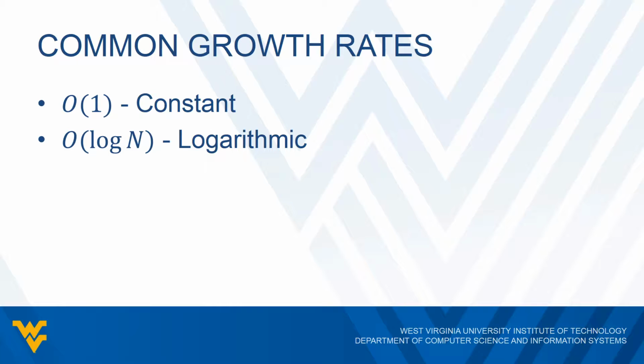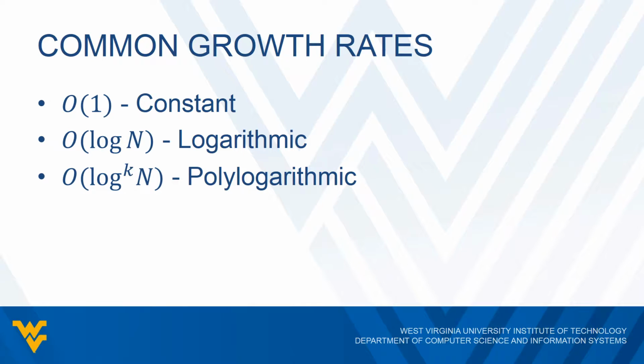We have O of log n, so this would be logarithmic time, so the algorithm has a logarithmic number of steps. We have log n to the kth power, or I guess I should say log to the kth power n. This is polylogarithmic. So this would be stuff like log squared n, log cubed n, log to the 4th n, and so forth. We have O of n. This is considered linear time.